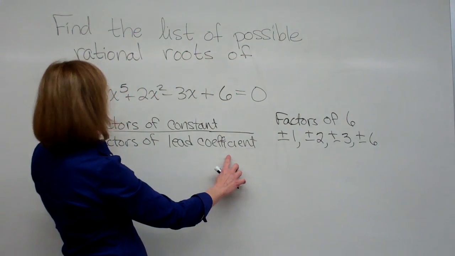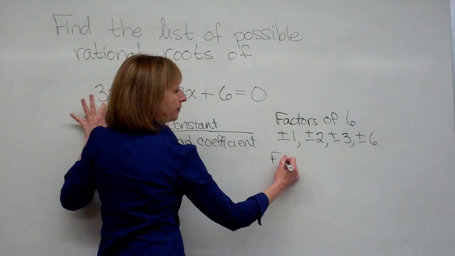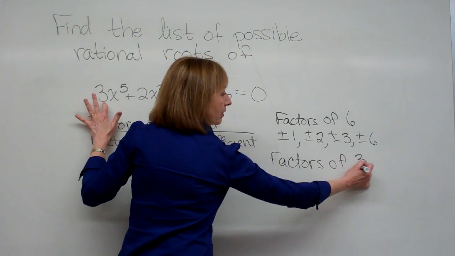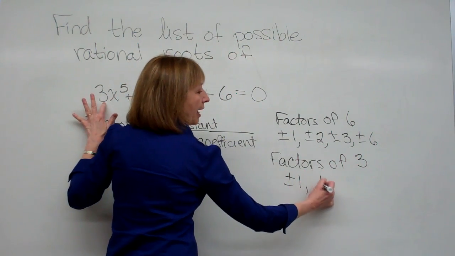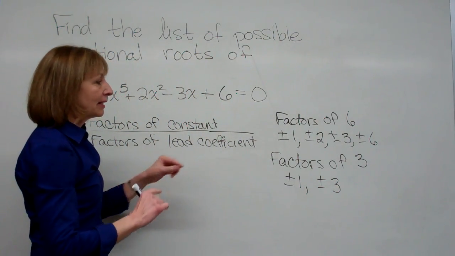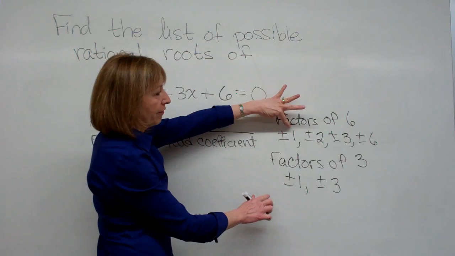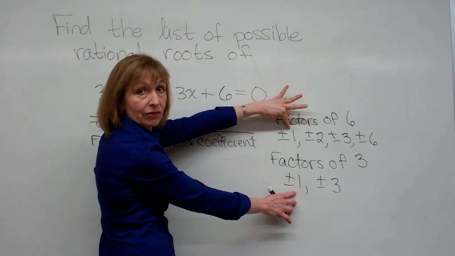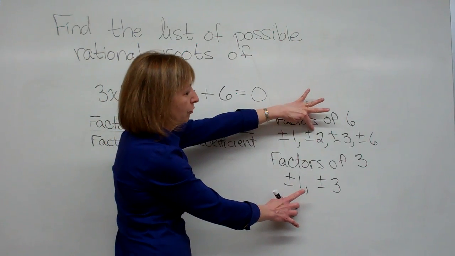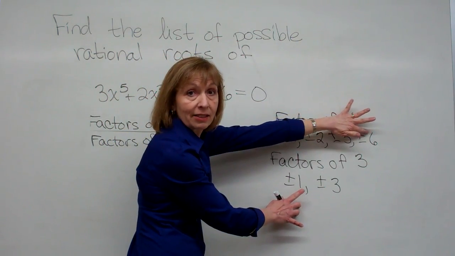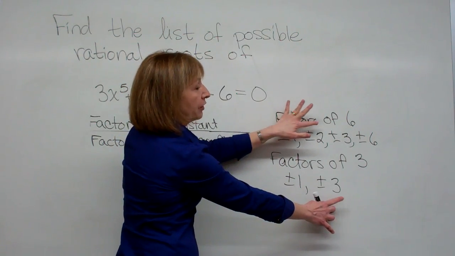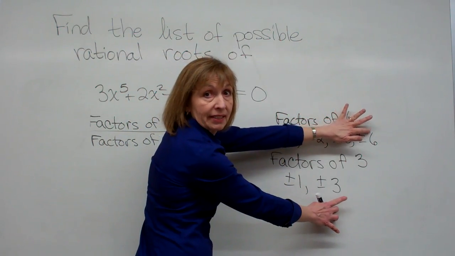The factors of my leading coefficient are just plus or minus 1 and plus or minus 3, because 3 is prime. And then I need to make a list of all the combinations of the factors of 6 over the factors of my 3, my lead coefficient. So I'll go 1 over 1, 2 over 1, 3 over 1, 6 over 1 with the plus or minus. And then I'll go 1 over 3, 2 over 3, 3 over 3, and 6 over 3.